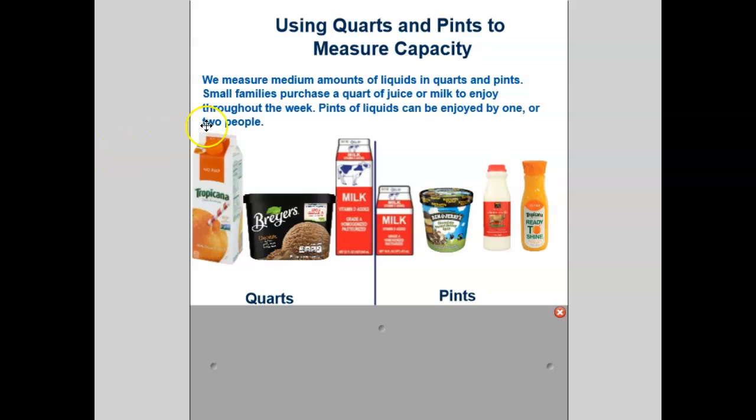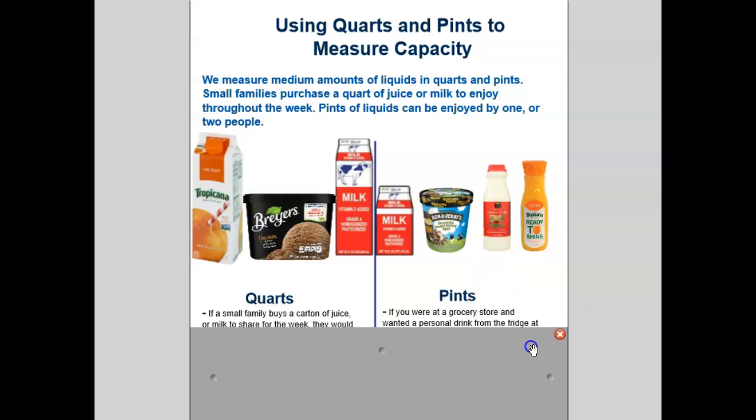So medium amounts of liquid are measured in quarts and pints. Small families purchase a quart of juice or milk to enjoy throughout the week. Pints of liquid can be enjoyed by 1 or 2 people, so they're a smaller amount. When would we use these in real life?